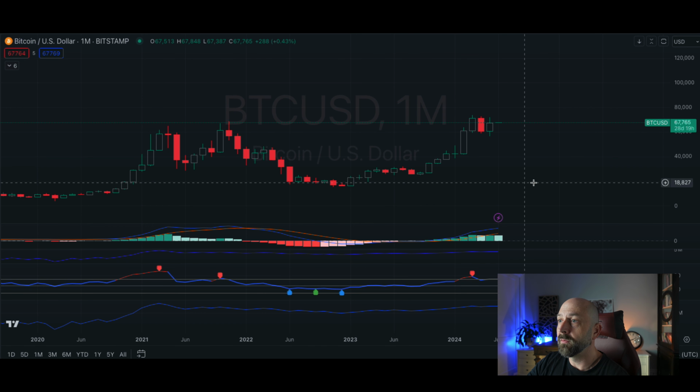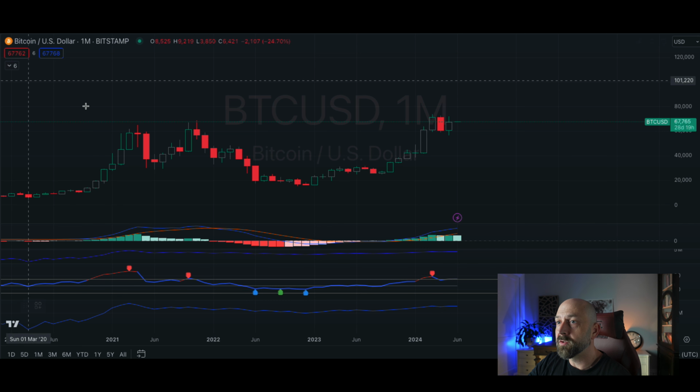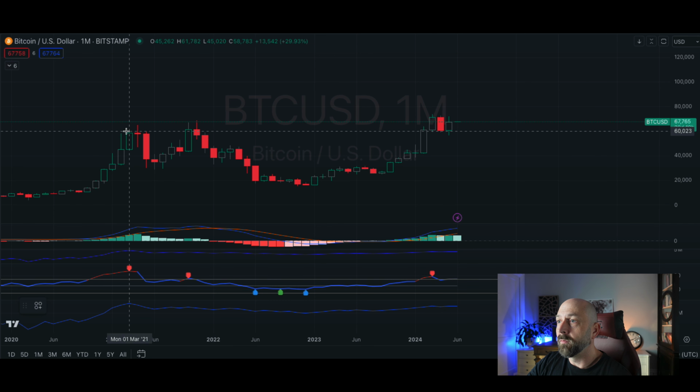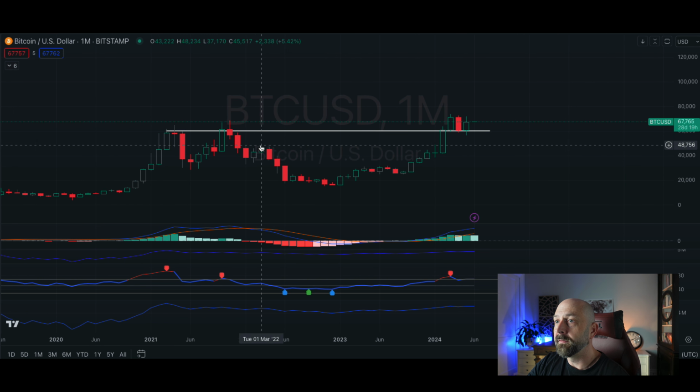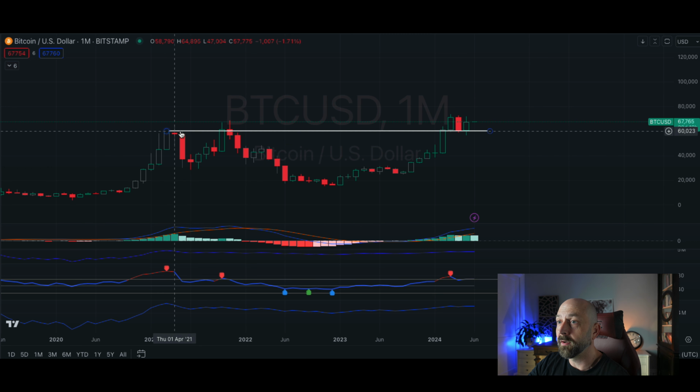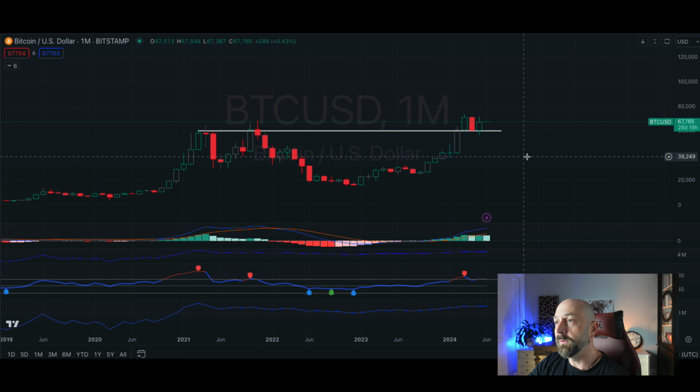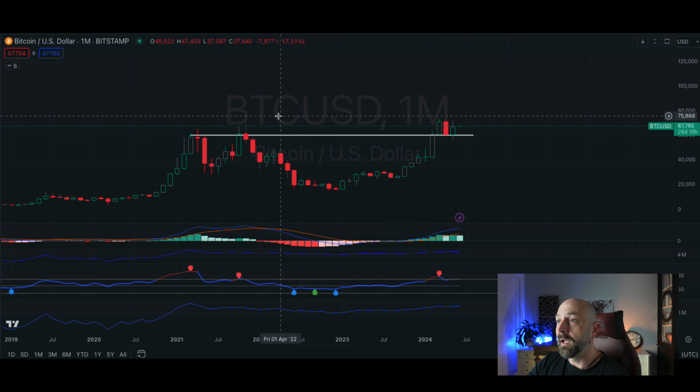So what I like about this structure is we are still above these previous cycle higher time frame closes. And we've retested them, which is a really nice structure to see.